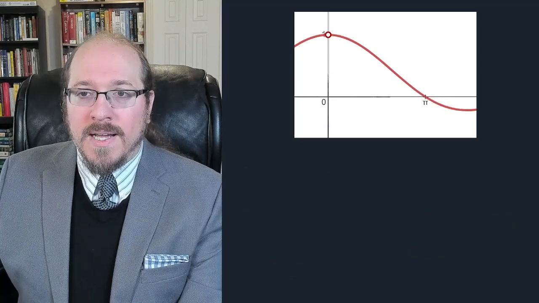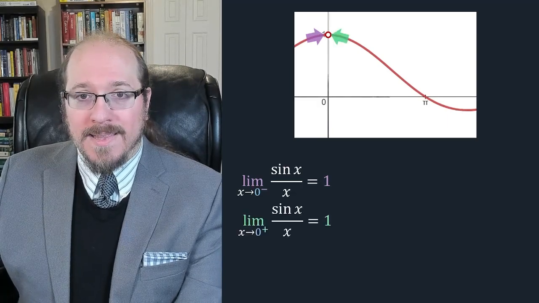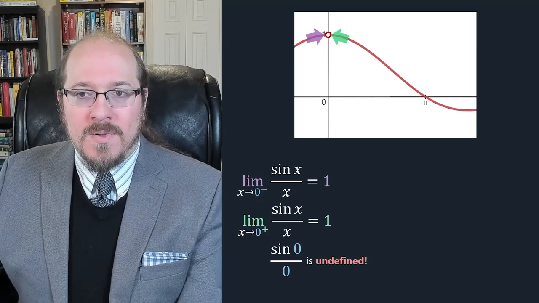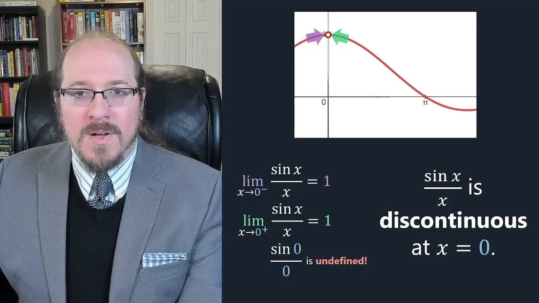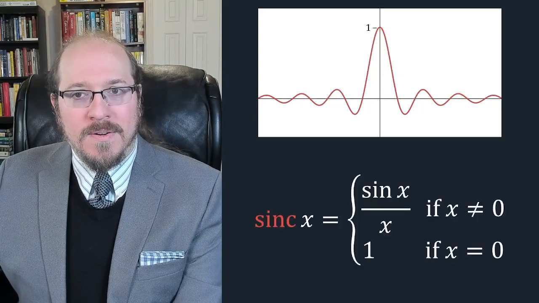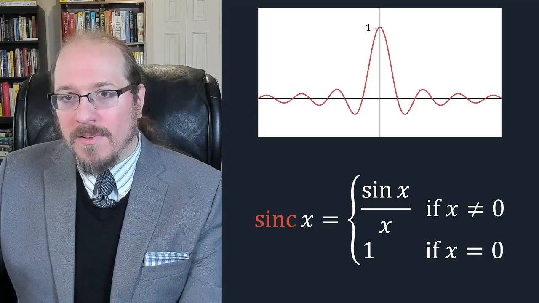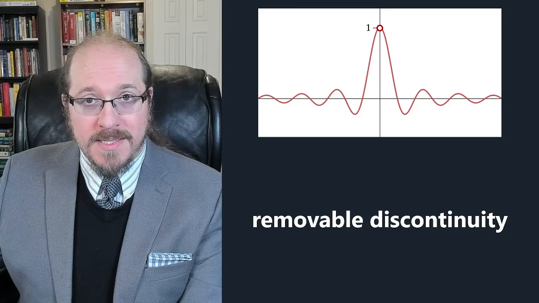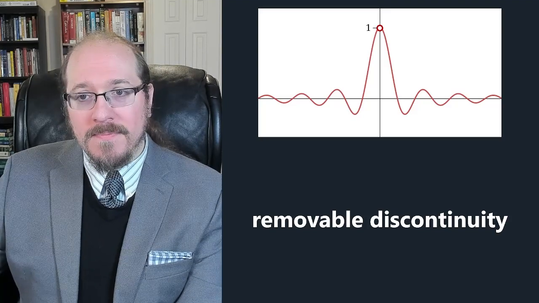On the other hand, if we look at what happens at x equals 0, then the left-hand limit at 0 matches the right-hand limit, but the function is undefined at x equals 0. So sine x over x is discontinuous at x equals 0. Interestingly enough though, most people who use the sinc function get around this issue by simply defining the sinc of 0 to be 1, making the function continuous at x equals 0, and hence continuous everywhere. That's why we call the discontinuity in sine x over x a removable discontinuity. All we have to do is define or redefine the function at that one point, and we can make the function continuous.